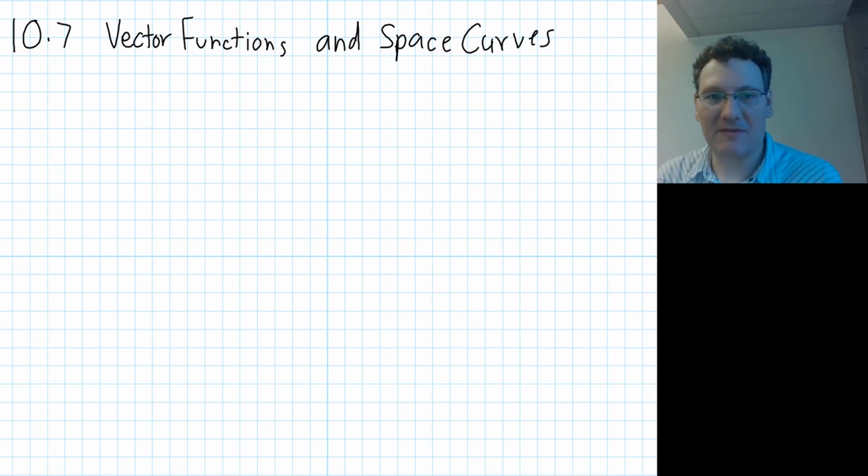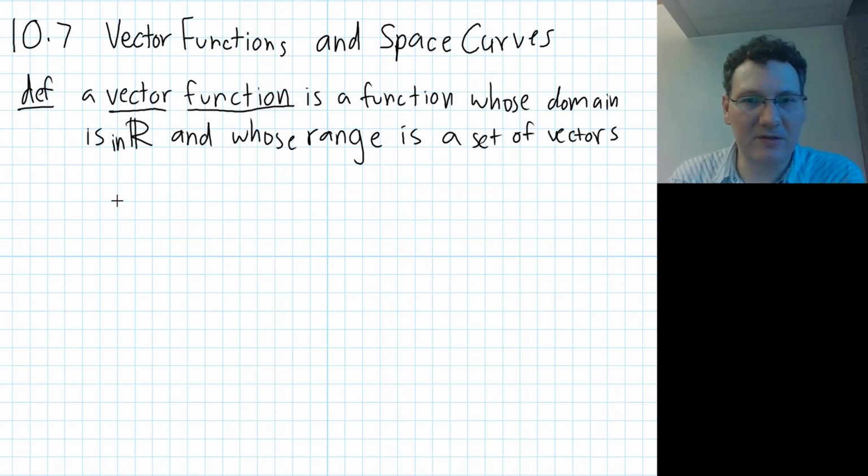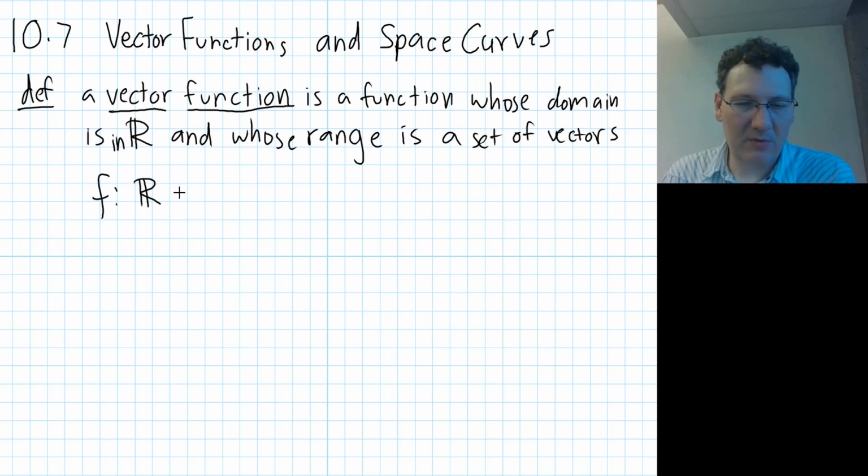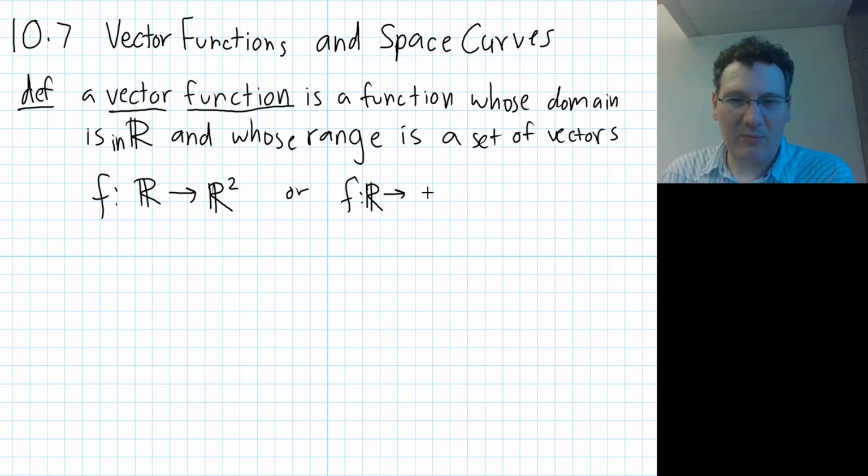So let's first define what a vector function is. We'll define a vector function to be some function whose domain is some set of real numbers and whose range is a set of vectors. So it's some function that takes a real number input and takes it to, for example, R2, or we'll look at functions that take a real number and bring it to R3. One of these cases is generally what we'll be looking at.